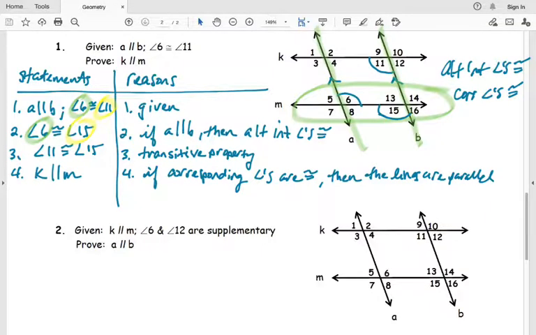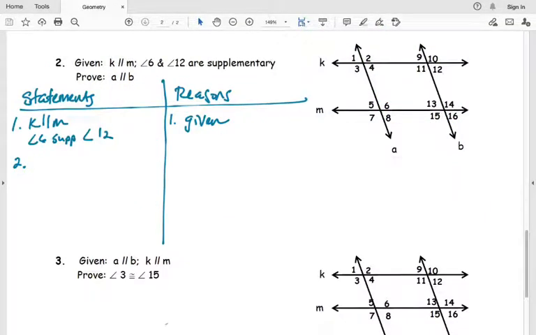Okay, let's do another one. All right, on this one, we've been given that K is parallel to M. I'm going to mark that by highlighting them. K and M are parallel to each other. And we're also told that 6 and 12, this angle and this angle, are supplementary to each other. Well, those angles have no relationship to each other, so we can't really use something like same side interior angles or supplementary.